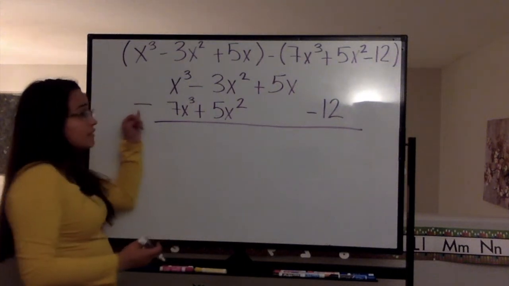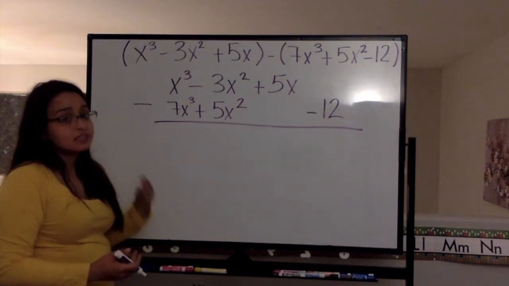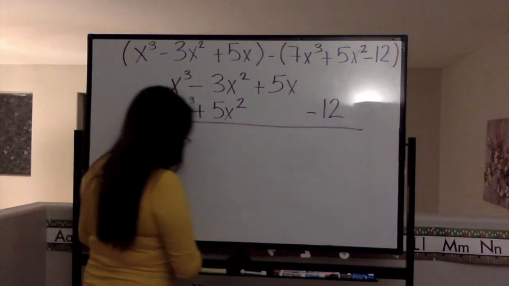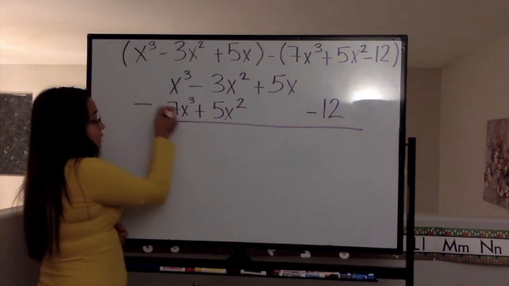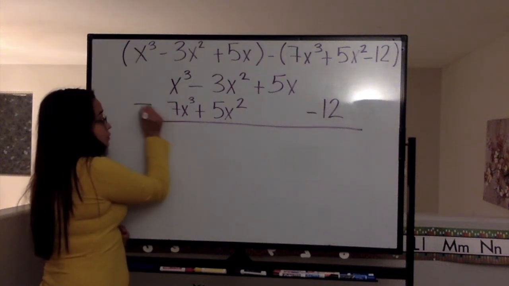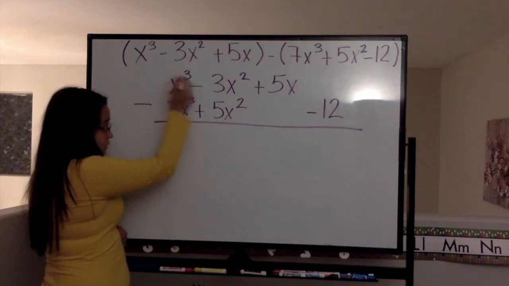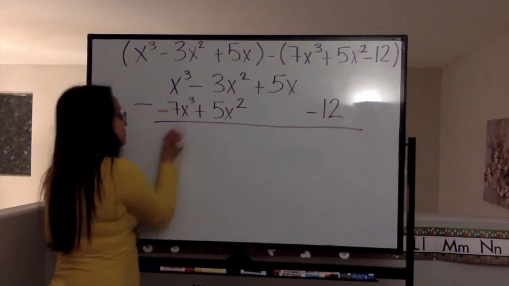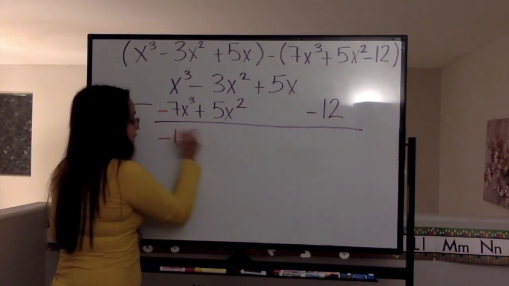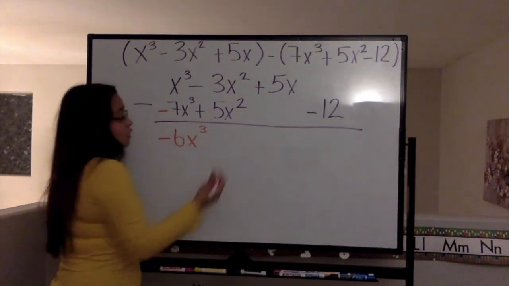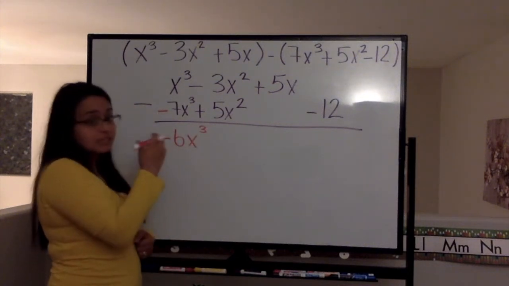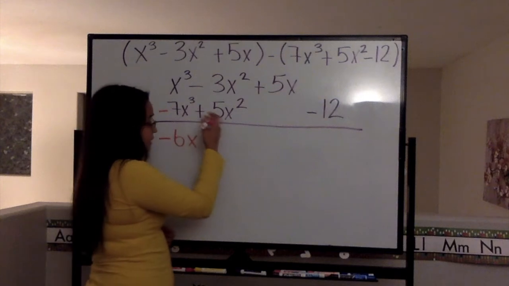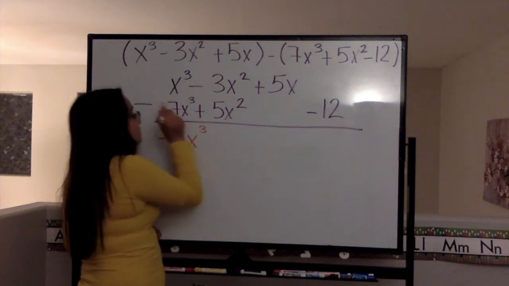Now be mindful, we have a negative sign. That means that some of our signs are going to be changing. Okay? Let me do this in red so you see what I'm talking about. So, we have a negative here. Now we're subtracting x cubed minus 7x cubed. So this is a negative. Our answer then will be negative 6x cubed. Why negative? Because the minus sign, or the negative sign, is in front of the biggest number, which in this case is 7.